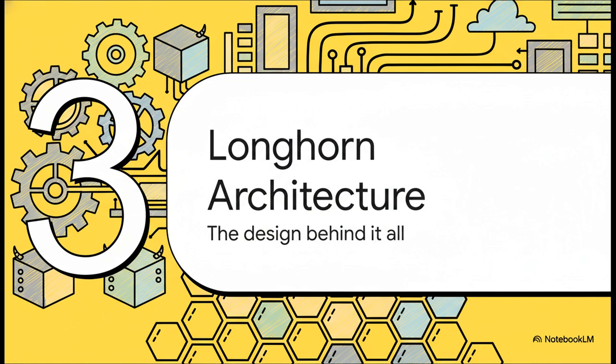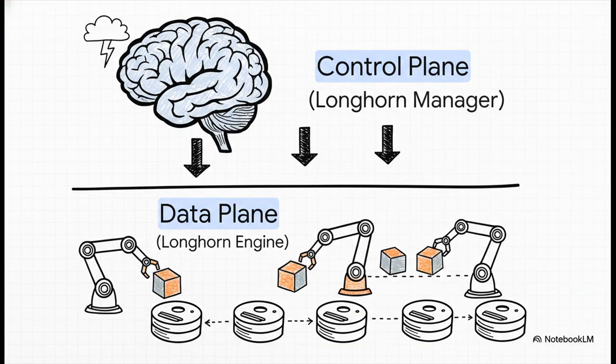Now, let's peel back the layers and see how this all actually works. Because the real magic of Longhorn, I think, is in its architecture. It's pretty elegant. The whole system is basically split in two. You've got the Longhorn Manager, which is the control plane. Think of it as the brain of the operation. It manages all the volumes and handles all the API calls.